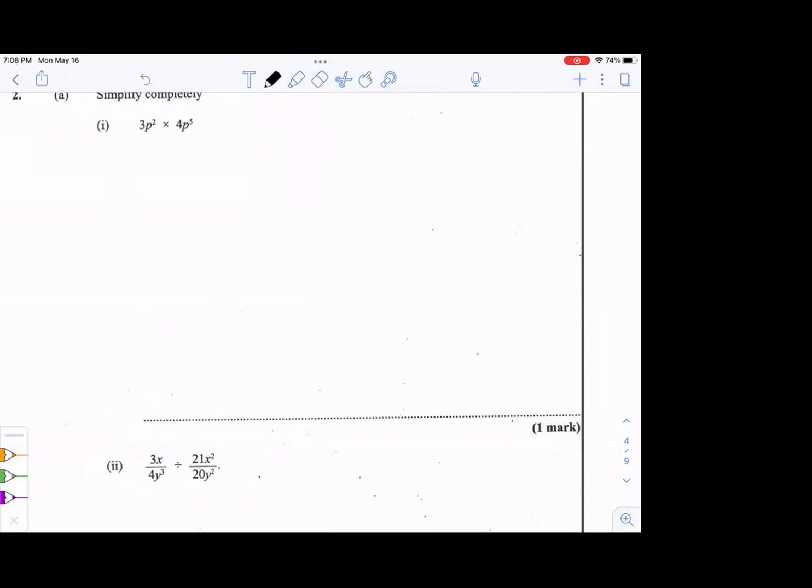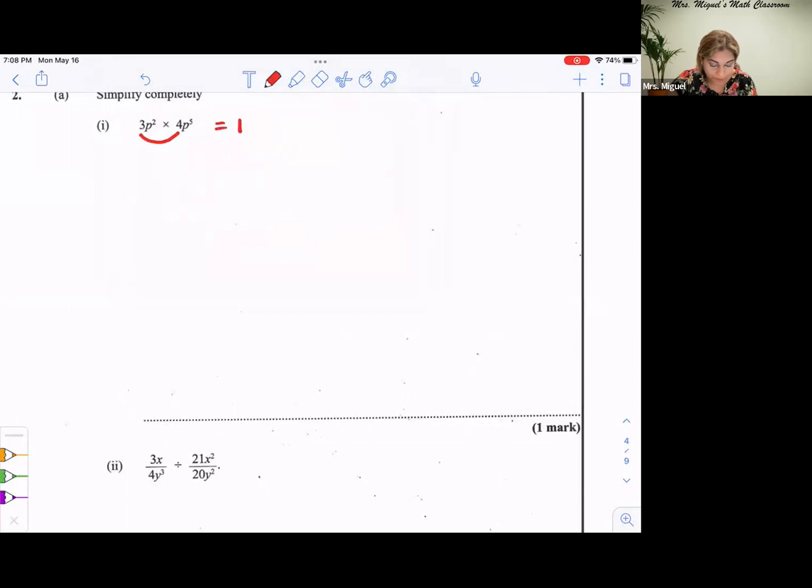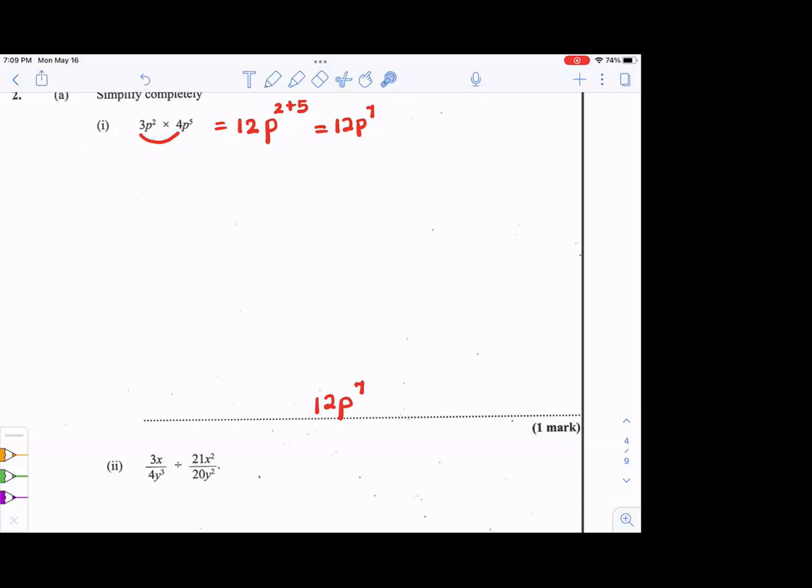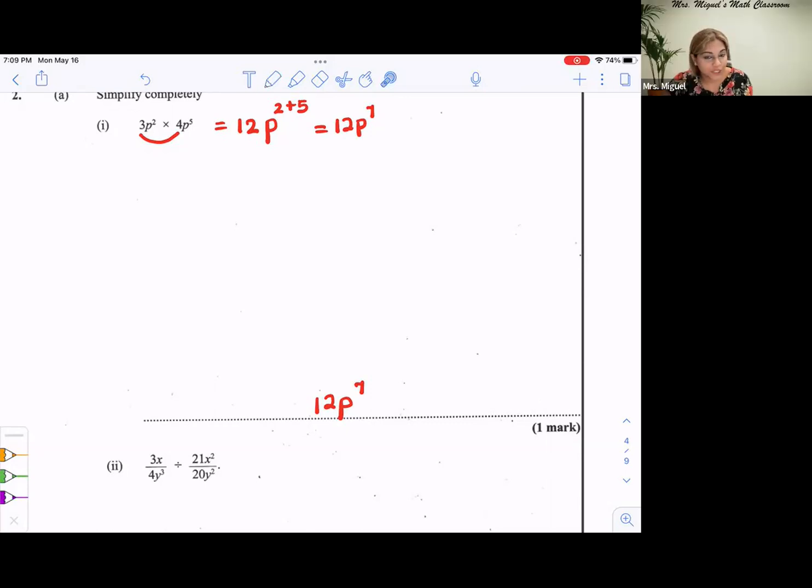Yes. All right. So 3 by 4 is 12. P to the power 2 plus 5, we will get 12p to the power 7. Remember to put your answer on the dotted line. Did you all get that? Yes, miss. Now, remember in the algebra question, we are trying to get as many marks as possible.